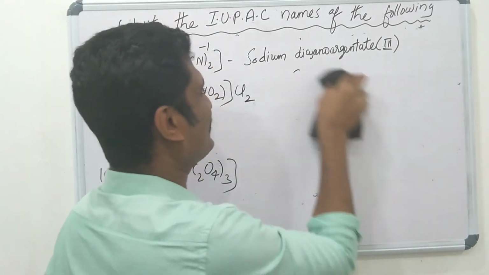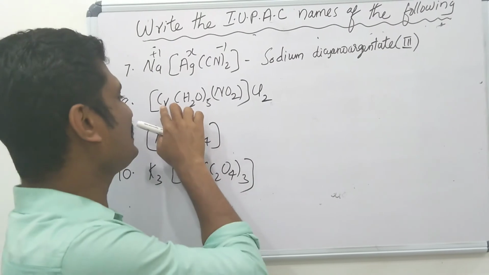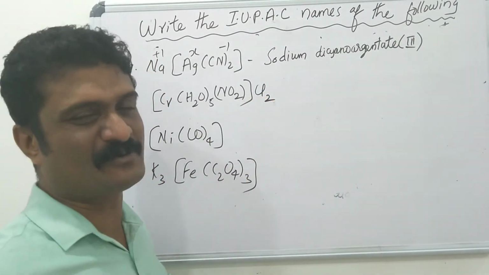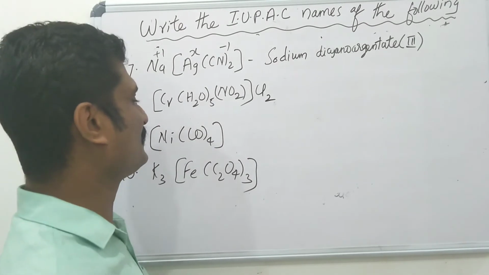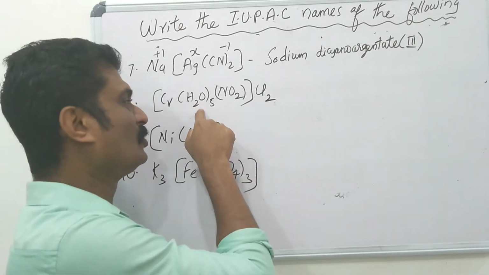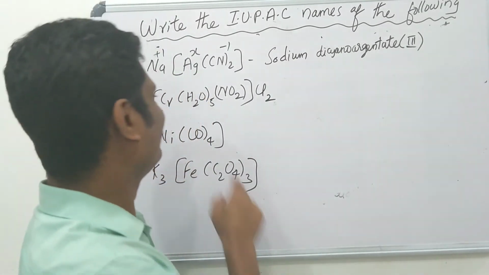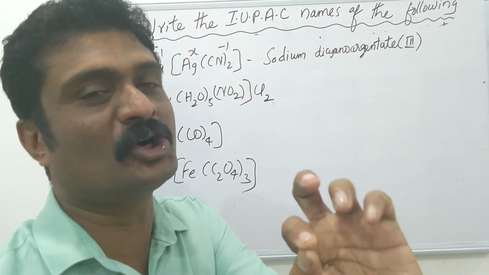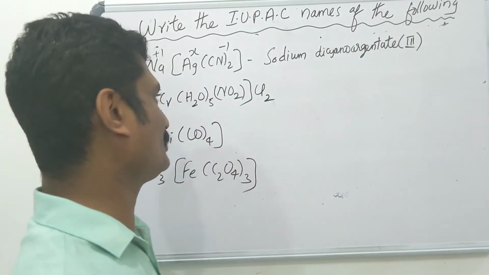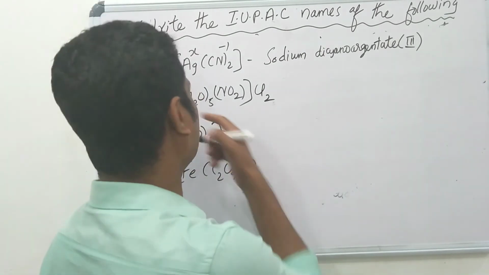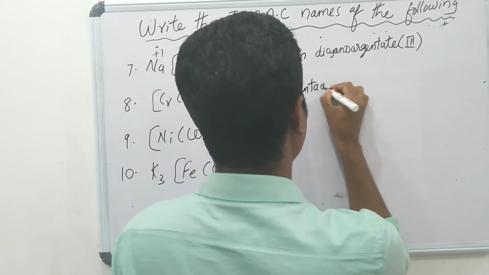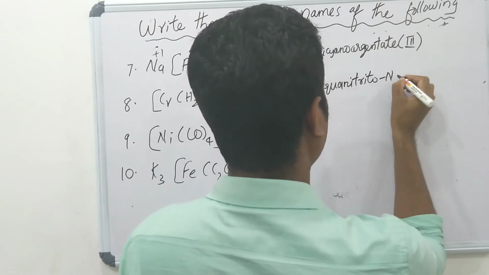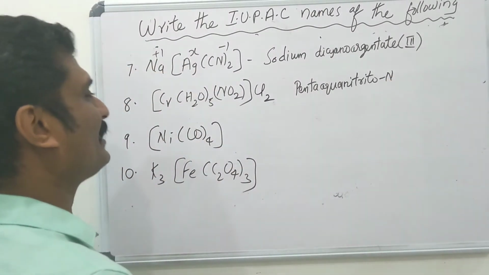The next complex, [Cr(H2O)5(NO2)]Cl2. Here the coordination entity acts as the positive part. It is named first. Here two different ligands are present, H2O and NO2. H2O is aqua, NO2 is nitrito-N. Aqua is named first. Then 5 H2O, pentaaqua. Then nitrito-N. Pentaaquanitrito-N.